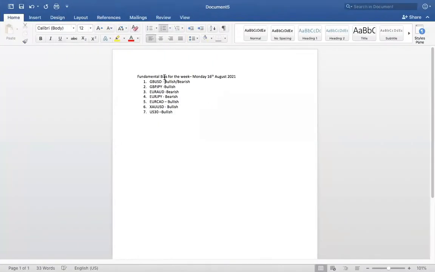This is usually my process. I look at the fundamental data on the 7 pairs I trade. So you guys know I trade GU, GJ, EA, Euro JPY, EuroCAD, gold, and US30. Now, my favorite pairs, the ones I give out signals for, are gold, GU and EuroCAD. Those are my 3 most favorite pairs.